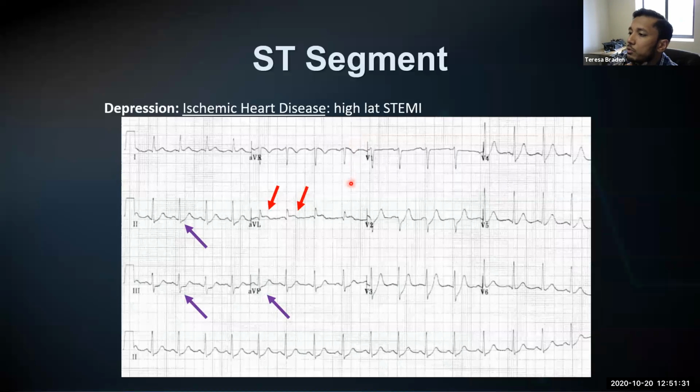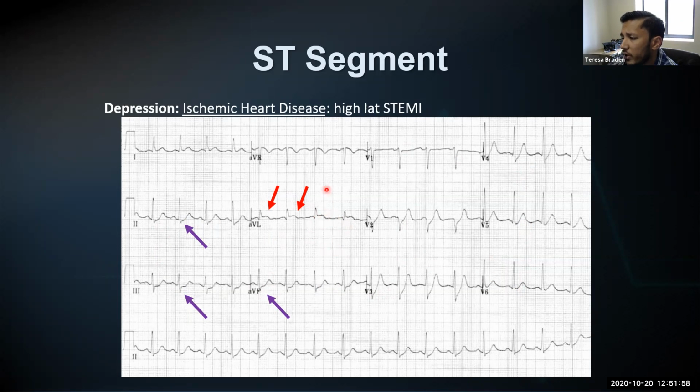Let's look at the high lateral STEMI. So the high lateral, remember, is 1 in AVL. The low laterals are 5 and 6. So if you don't see the elevation first, maybe you're looking and you see the depressions first. So we look at 2, 3 and AVF and we see, okay, there's some depressions in 2, 3 and AVF. And we start looking around. V3 still depressed, maybe in V2 as well, not much in V1. In V4, we see it, maybe a little in 5, not much in 6.